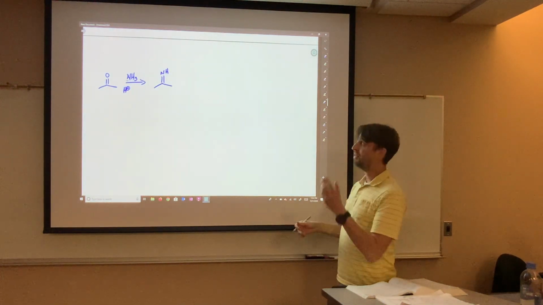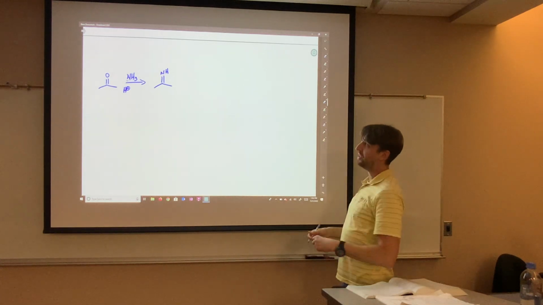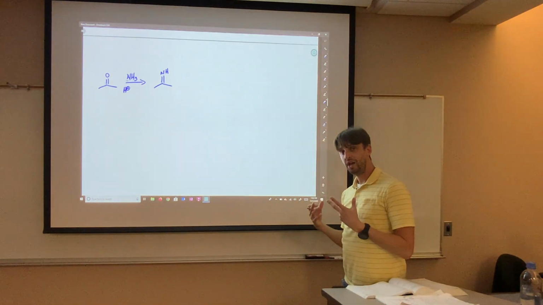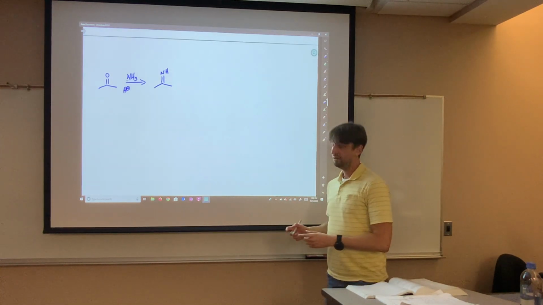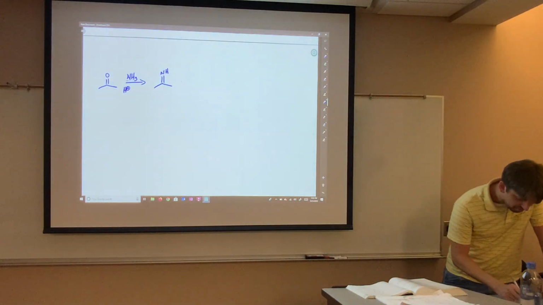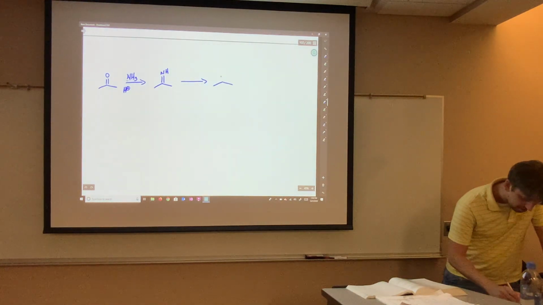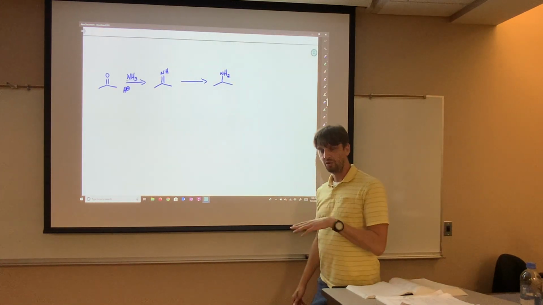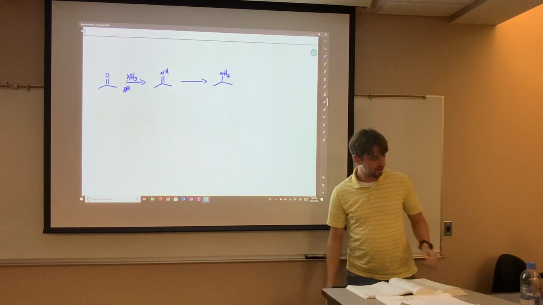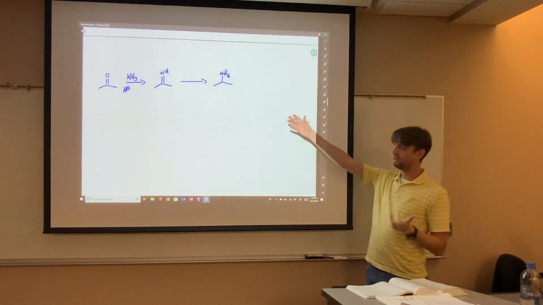Great. Now, if we could just reduce that double bond, then we could end up making an amine, right? Which would be great. So we'll find some kind of reducing agent here, and we could end up making the amine. Now, why is this useful for us? Let's think about this for just a second, because you're like, whatever, we just made another amine.